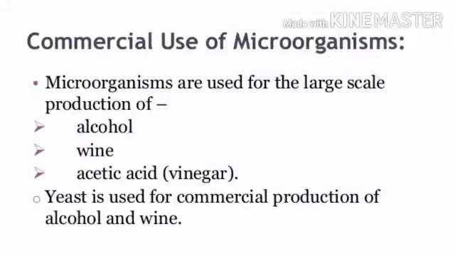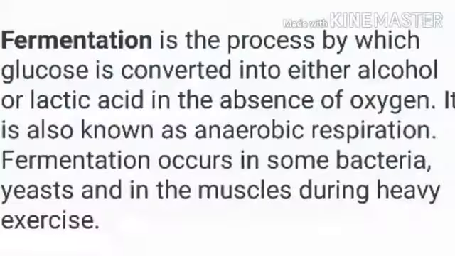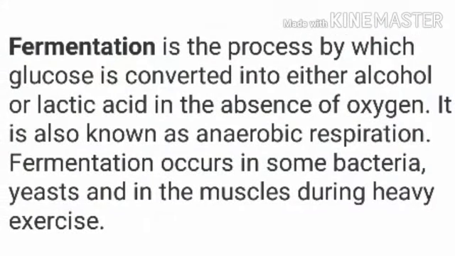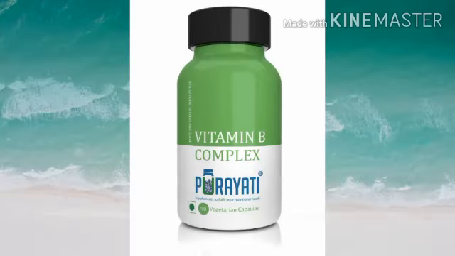Commercial uses of microorganisms. Microorganisms are also used in the large-scale production of some substances. Some of the commercial uses are as follows. Yeast is used in the commercial production of wine and beer. Yeast is grown on natural sugars present in grains of barley, wheat, rice, fruit juices, etc. They convert sugar into alcohol. The process of breaking down of sugar into an acid or alcohol by the action of microbes is called fermentation. Some bacteria help in the ripening of tea leaves. Yeast is an important source of vitamin B complex.